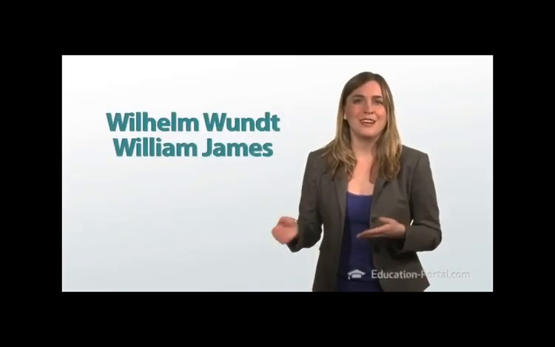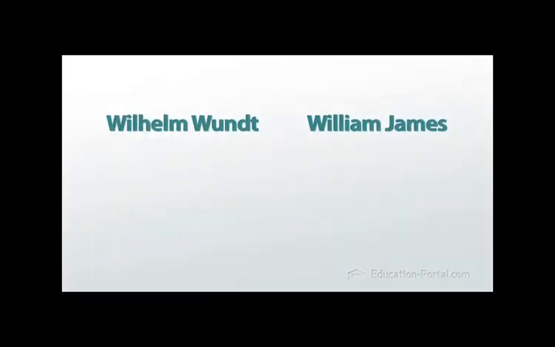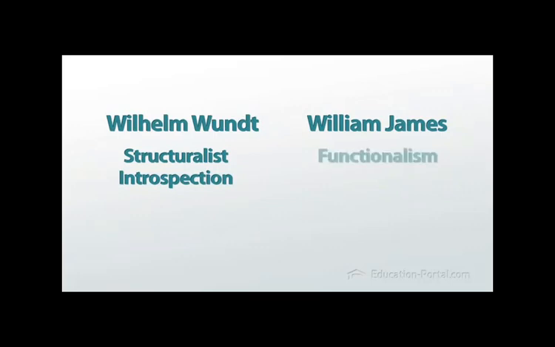So for a quick review, Wilhelm Wundt and William James were some of the first psychologists to study the mind scientifically. Wundt founded the first psychology lab to carry out his structuralist experiments. Structuralism relied mainly on introspection, which William James objected to because it was too subjective. James's functionalism sought instead to explain behavior in evolutionary terms, to understand why certain behaviors were helpful to survival and evolutionary fitness, and others were not.